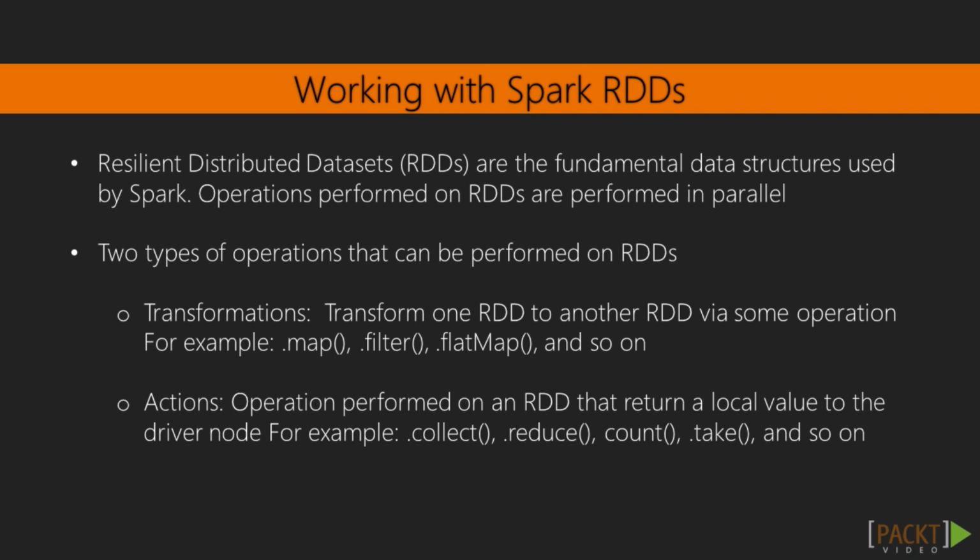The types of operations that can be performed on an RDD can be put into two categories: transformations and actions. Transformations are operations that are performed on an RDD that produce another RDD. These are operations like maps, filters, and flat maps. Actions are operations that are performed on an RDD that return a local value to the driver machine in the cluster. These are operations like collect, reduce, and count.